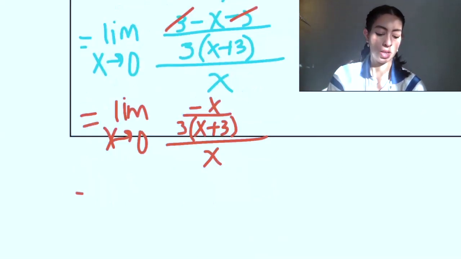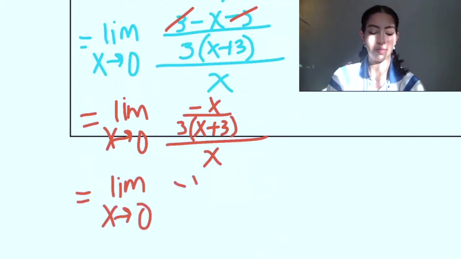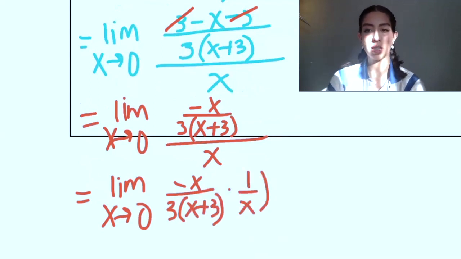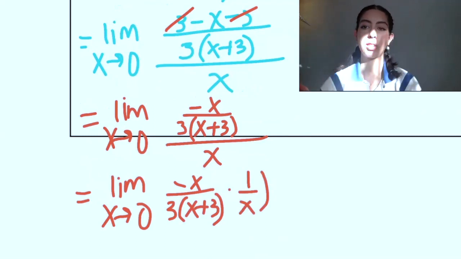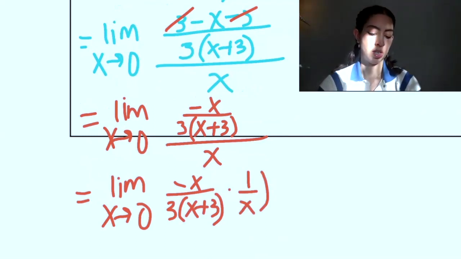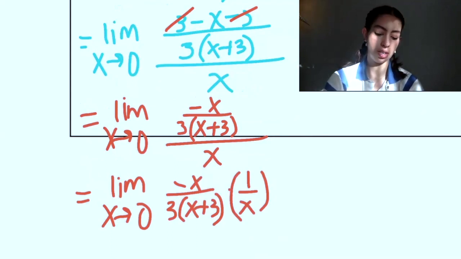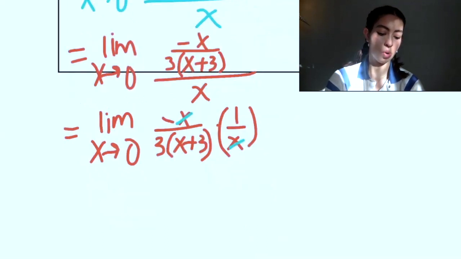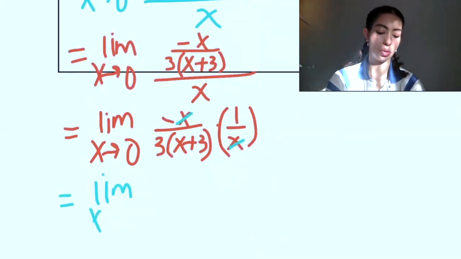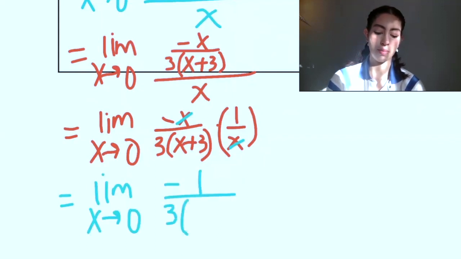So this will be the limit as x goes to 0 of negative x divided by 3 times x plus 3 times 1 over x. That's the reciprocal of our x at the bottom. And these are going to cancel out very nicely, those x's there. Cancel, cancel. We're left with the limit as x goes to 0, negative 1 over 3 times x plus 3.